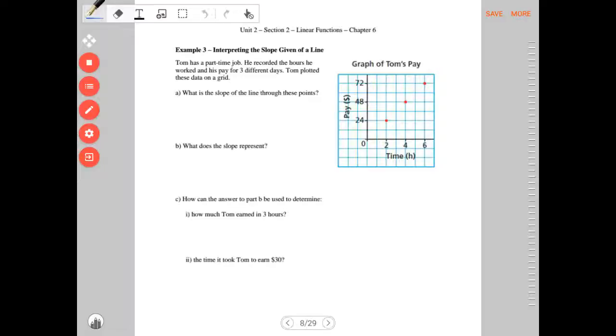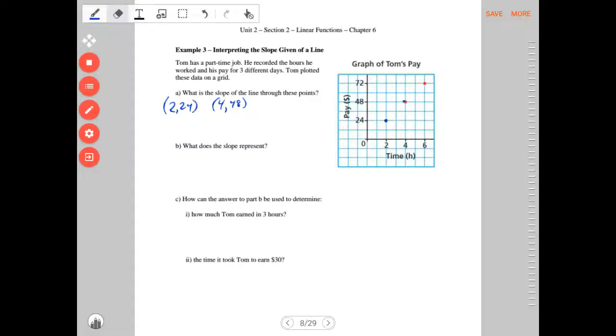Example 3. Interpret the slope given a line. Tom has a part-time job. He recorded the hours he worked and his pay for 3 different days. Tom plotted these data on a grid. What is the slope of the line through these points? So let's see. This point is at (2, 24). This next point is at (4, 48). Now, we can do the third point as well, but you only need 2 points to figure out the slope.